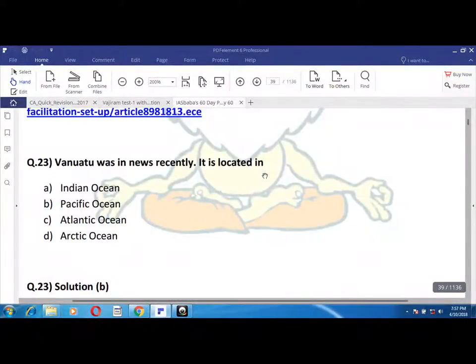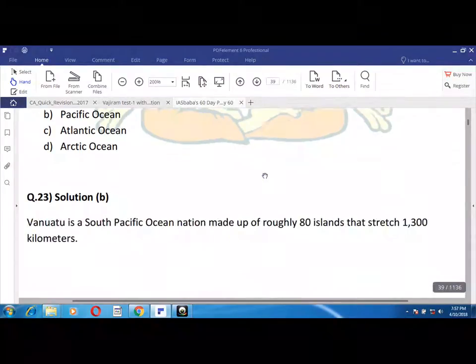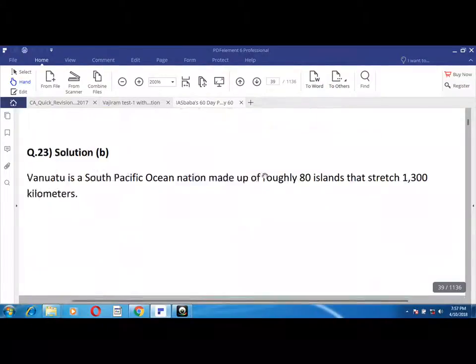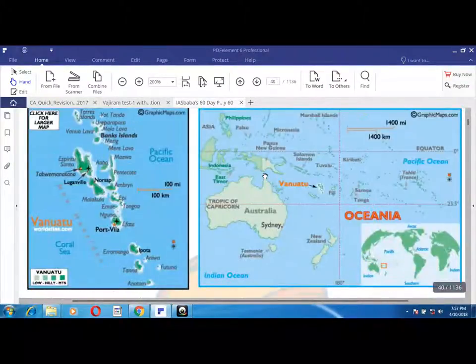Next, Vanuatu is located in the Pacific Ocean.